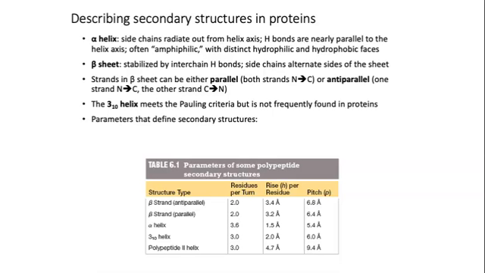So when we describe the secondary structures in proteins, the main three types of secondary structure are the alpha helix, the beta strands, and there are two different types of beta strands: an anti-parallel version and a parallel version, and we'll look at what those are in more detail on the next slide. We have 3-10 helices. This also does meet the Pauling criteria, but we don't find it particularly frequent in proteins. A lot of times it's short regions. And then a polypeptide 2 helix, which is also kind of a unique form.